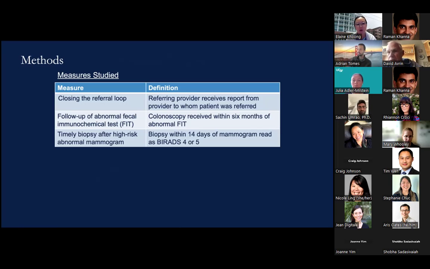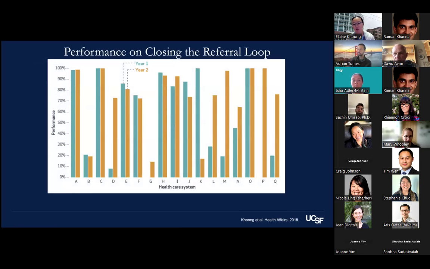What we did is we asked the public health systems in California that had to report these data, and there were 17 health systems that reported this specific measure. We asked them, what data did you actually report in year 1, and what did you report in year 2? You can see year 1 is in green, year 2 is in orange.